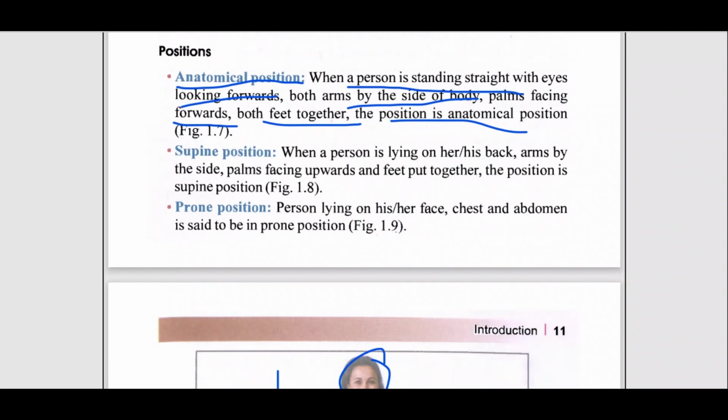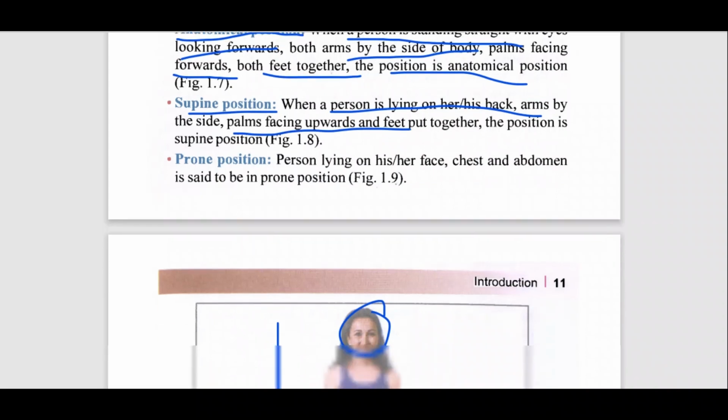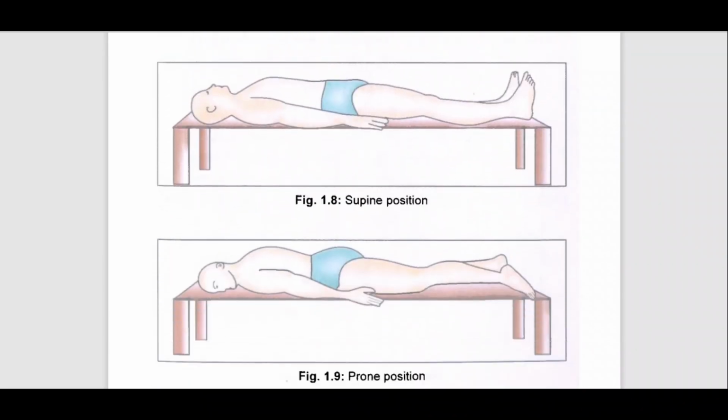इसके बाद जो second position है of your body, that is supine position. It is when a person is lying on his or her back, arms by side, palms facing upward and feet put together. This position is said to be supine position.